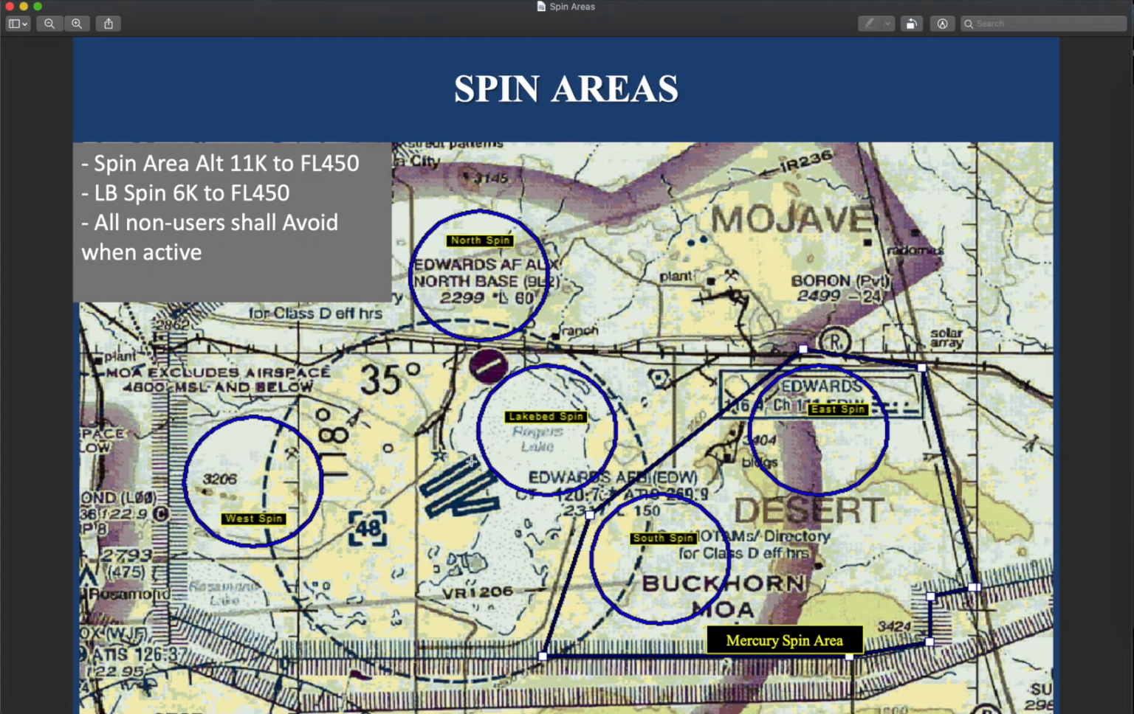So you can see when you depart runway 23, guys often want to depart and make a left-hand turn, low approach, lake bed runway 9. Lake bed runway 9's out here.